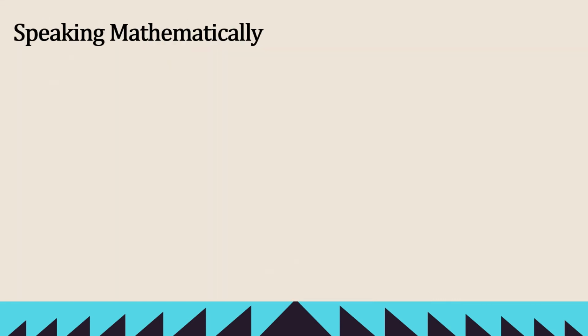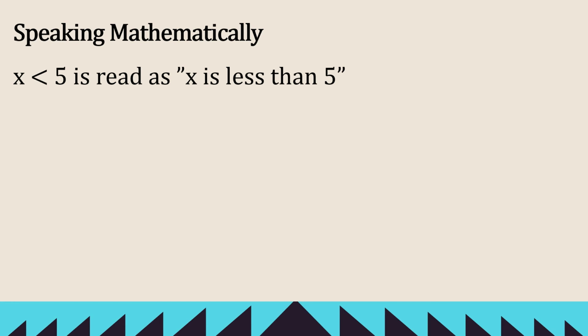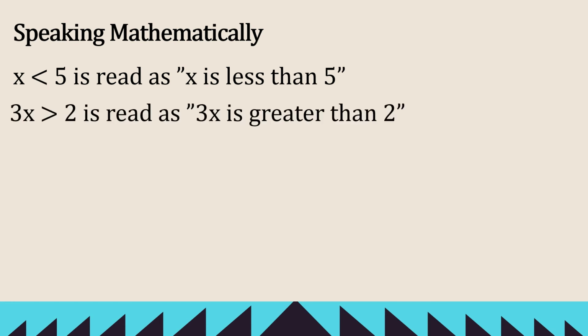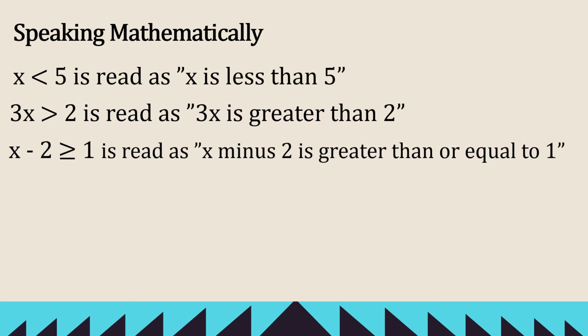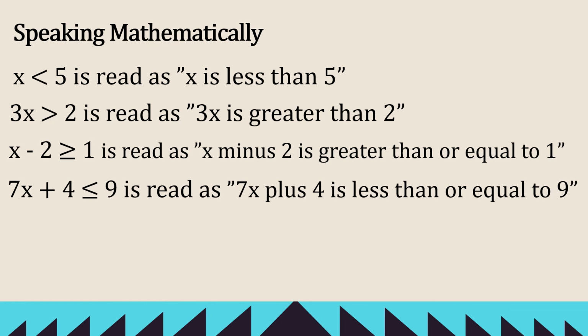Speaking mathematically: x is less than 5. 3x is greater than 2. x minus 2 is greater than or equal to 1. 7x plus 4 is less than or equal to 9.